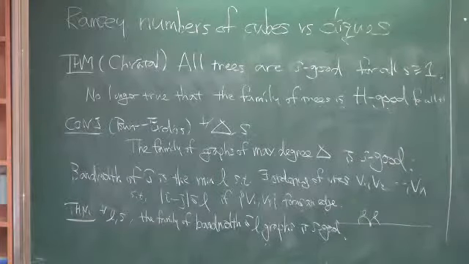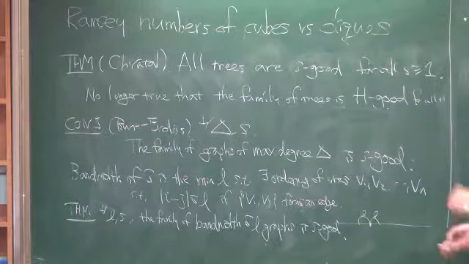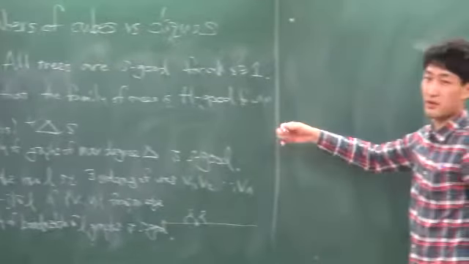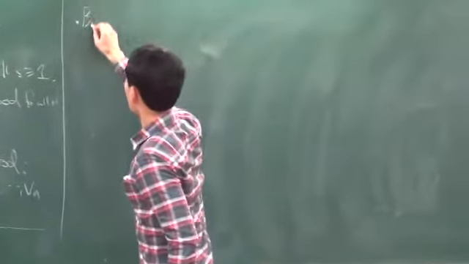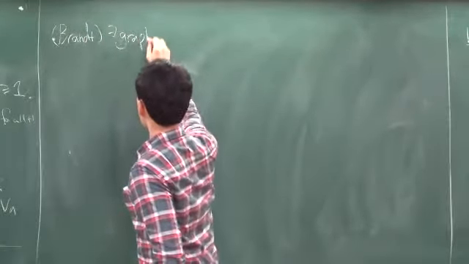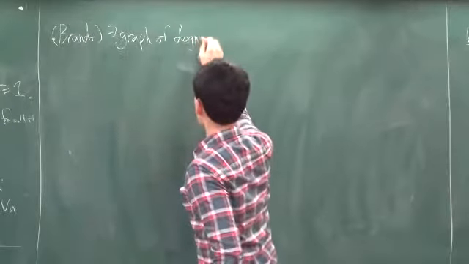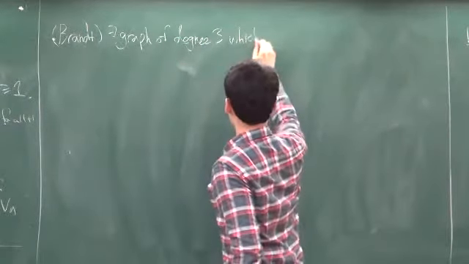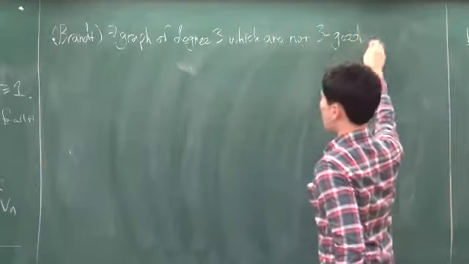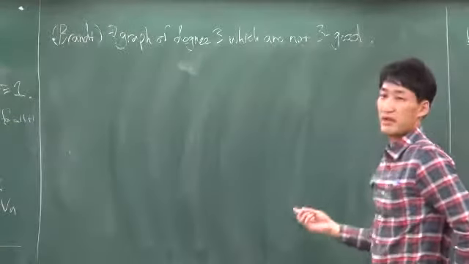Because it was posed in about the 1980s, people didn't understand expander graphs so well. It wasn't that popular. And if a graph shows the expansion property, we can see that this conjecture is false. So Brandt proved that there exist graphs of degree 3 which are not 3 good. So it's not about the max degree.